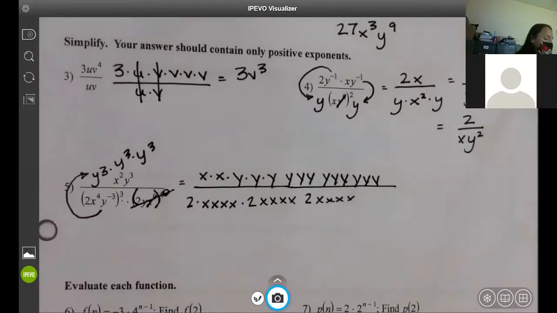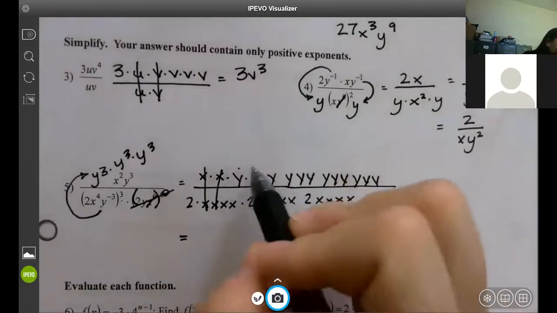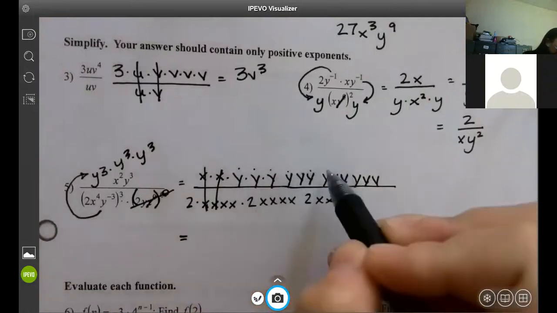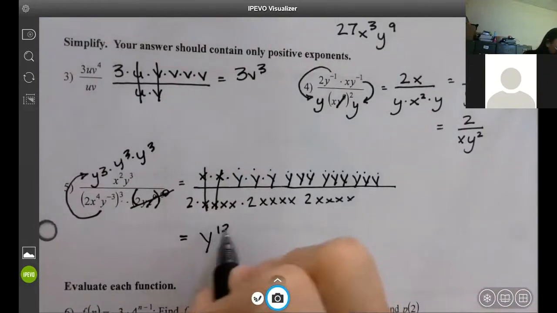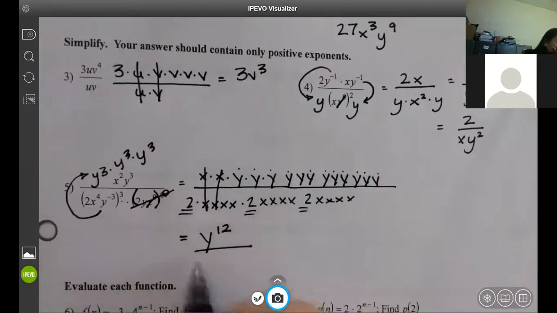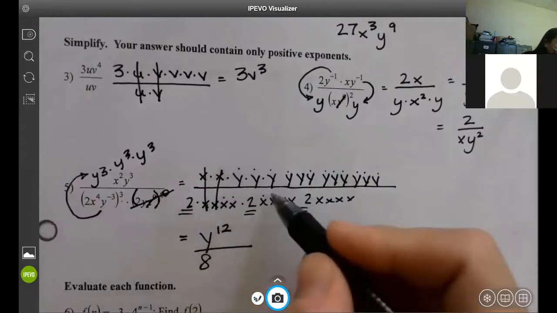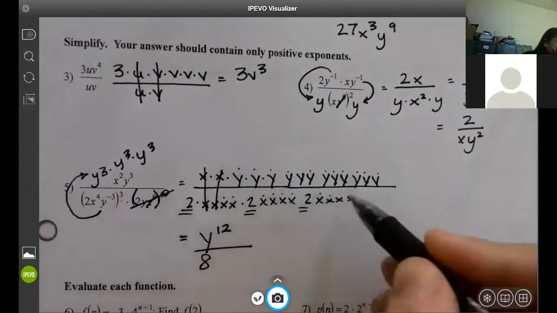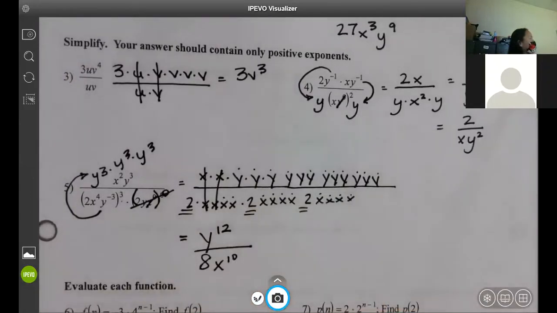If it's the same on the top and the bottom, I can cancel it out. So the only thing I can cancel out are 2 of the x's. What did that leave me with? Count your y's. 1, 2, 3, 4, 5, 6, 7, 8, 9, 10, 11, 12 y's. On the bottom, multiply your numbers. 2 times 2 is 4, times 2 is 8. And I had 1, 2, 3, 4, 5, 6, 7, 8, 9, 10 x's. That's what your answer would look like. All right, so just be careful.